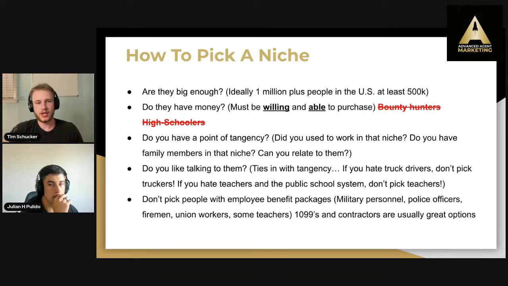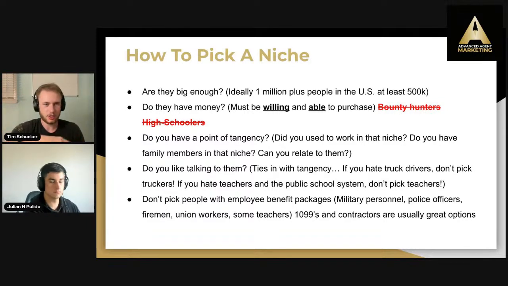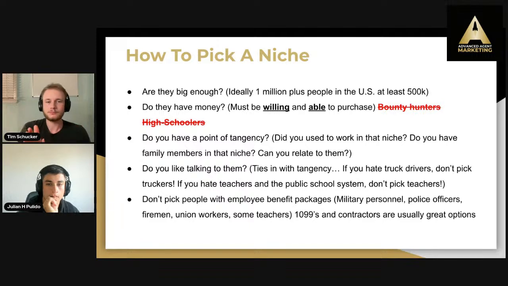The other thing too is they have to have money, right? They must be willing and able to purchase. An example I always give is a bounty hunter might make a ton of money, but maybe they don't really care about life insurance because they usually don't have families. Or a high schooler, you might be able to convince a high schooler to buy life insurance, but if they don't have money, they're not going to be able to, right? So they have to be willing and able. They have to have the income and they have to have the need or desire, right?